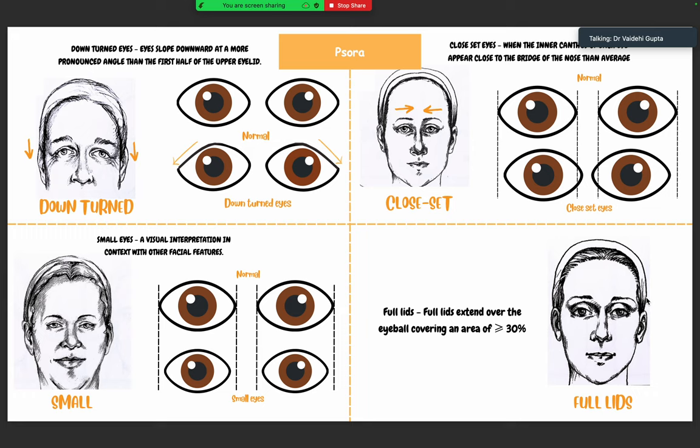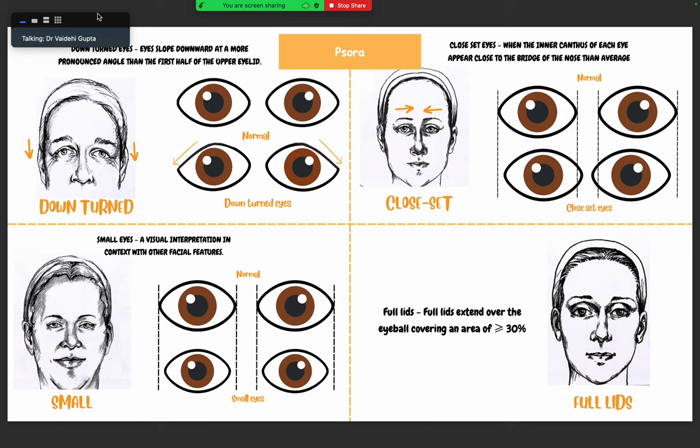Now, closed set. In closed set, the inner canthus of each eye appears closer to the bridge of the nose than average. So at the bridge of the nose, when the inner canthus of both eyes looks quite close, it is closed set of eyes. While in psychosis, it is wide set of eyes. In Psora, it is closed set of eyes. In psychosis, it is larger in distance. In Psora, it is closer. It is small in the distance.